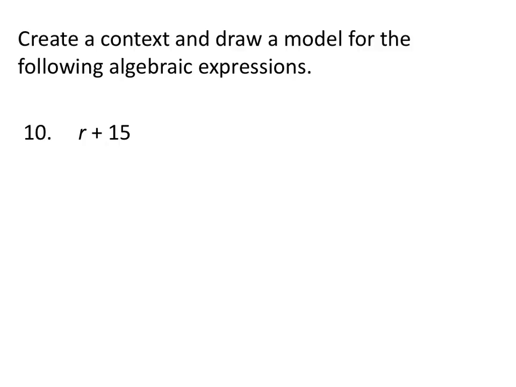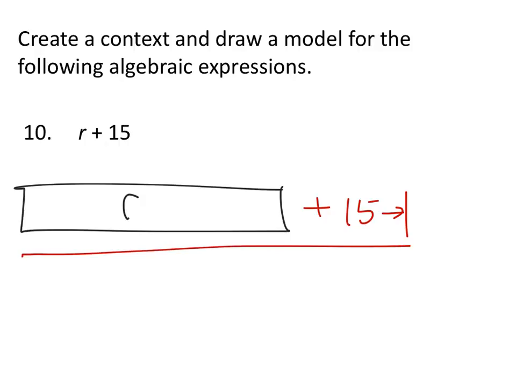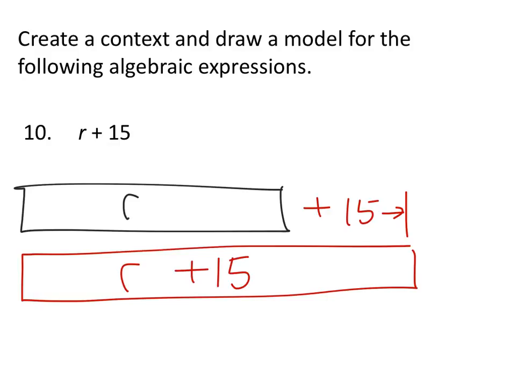All right, create a context and draw a model for the following algebraic expressions. This one's not too bad. For the model, this bar could represent R, and then this would represent an additional 15 right here. So that would give us a new bar, this one, which would be R plus 15.